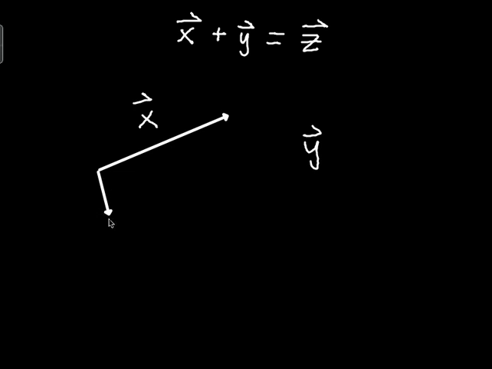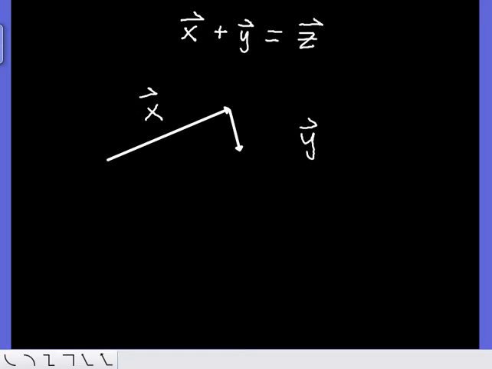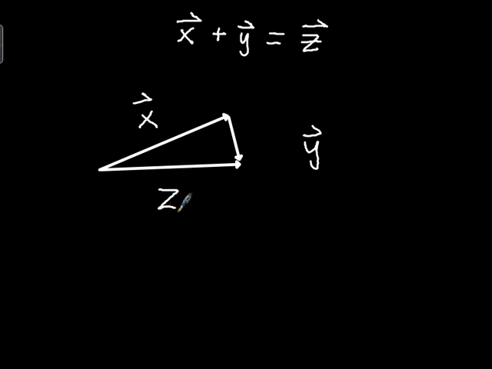Then what I want to do is move either vector x or vector y tail to head. When I move it tail to head, the vector that results from the tail of one vector to the head of the other vector is the resultant vector, vector z.